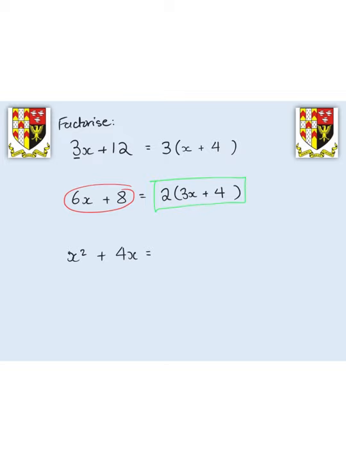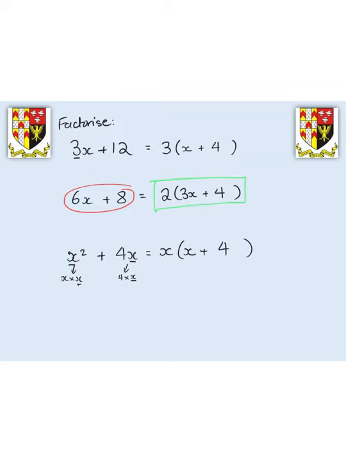So we're not going to have a number on the outside, but you can see that both of these terms contain an x. You can think of x squared as x times x, and 4x is 4 times x. Because both of them can be written as something times x, both of them can be divided by x. So I can have an x on the outside, and then I need to think: x times something gives me x squared. Well, that's x times x. And x times something gives me 4x, so x times 4 gives me 4x. So that's just going to be a 4 there.